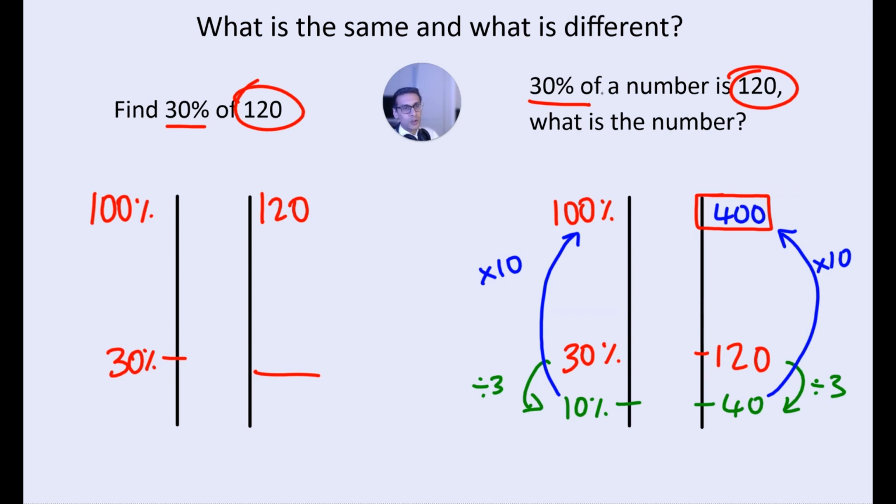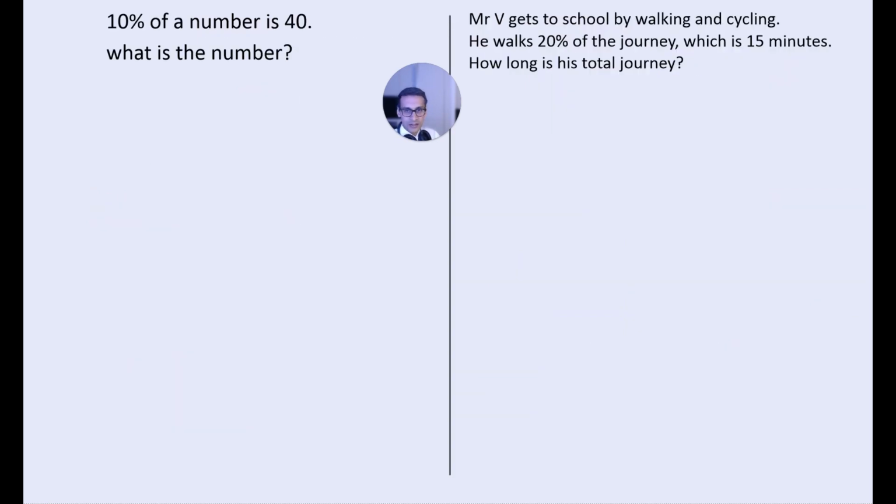So 30% of a number is 120. What we are saying is 30% of 400 is 120. So that's the number we were looking for. It was the 400. Okay, let's practice this now. Pause the video, have a go with both questions. Okay, so hopefully you've had a go with both questions.